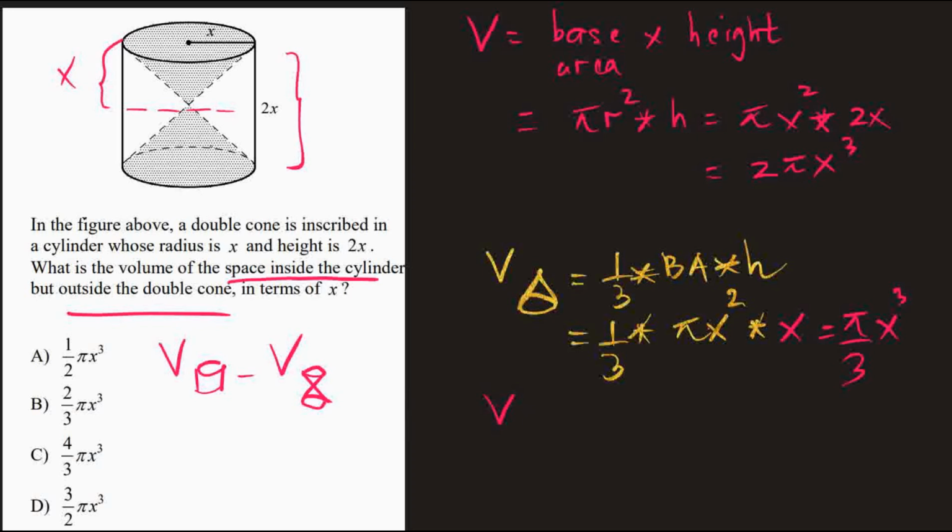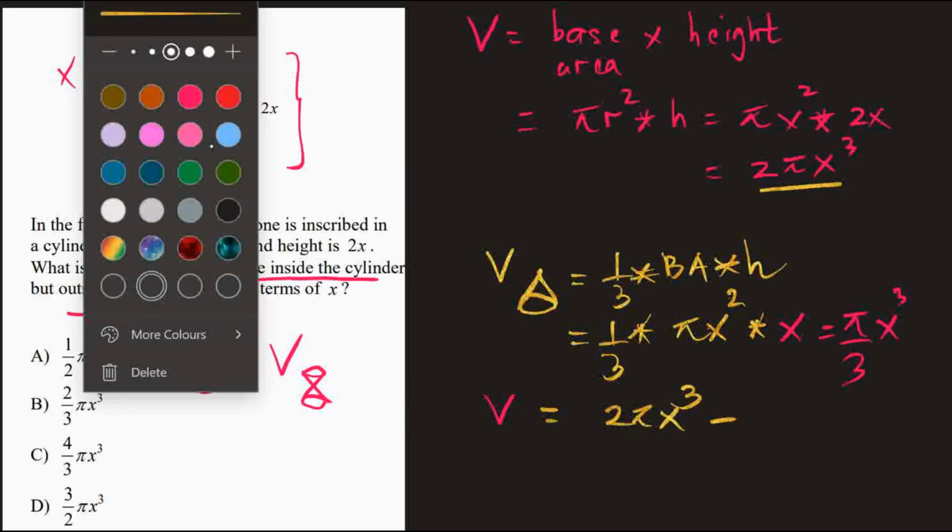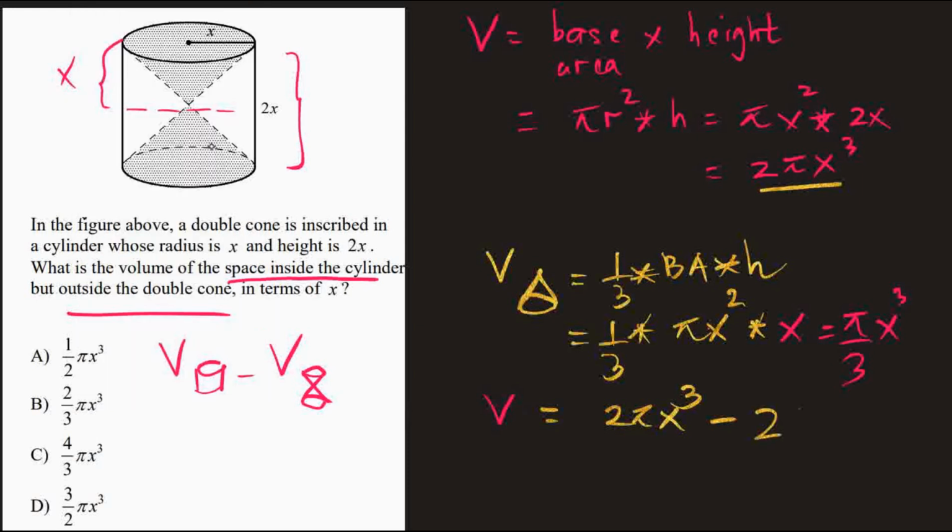So we have 2 times the volume of a cone, and now we can count the volume of the space inside the cylinder but outside the cone. The volume of the cylinder is 2 pi x cubed. So we take 2 pi x cubed minus 2 times the volume of the cone, because there are 2 cones.